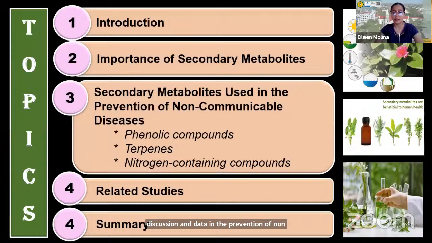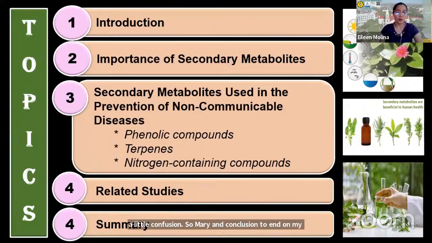Some of the secondary metabolites that I will be presenting are these three classes: phenolic compounds, terpenes, and nitrogen-containing compounds. I hope I had also included sulfur-containing compounds. And we'll look into some related studies regarding the utilization of secondary metabolites and researches that have been conducted in line with the prevention of NCDs. After that, I will have a summary and conclusion to end my sharing.